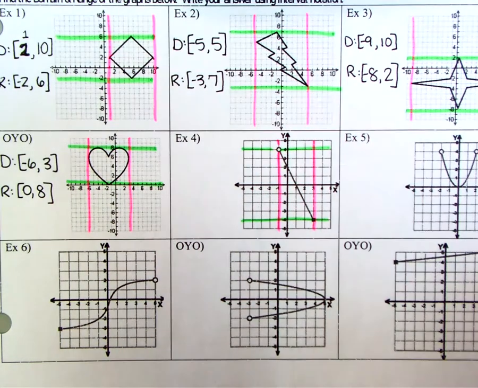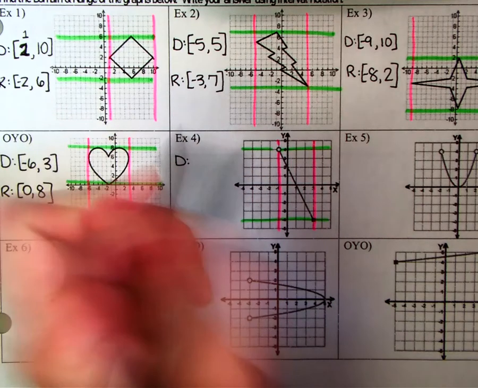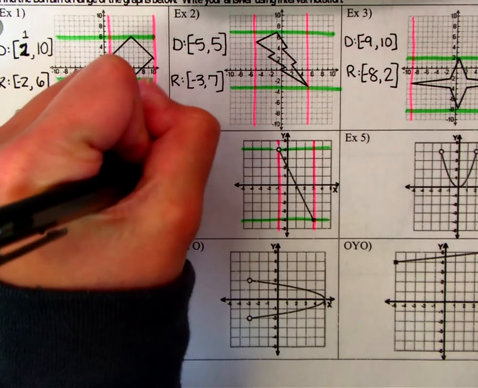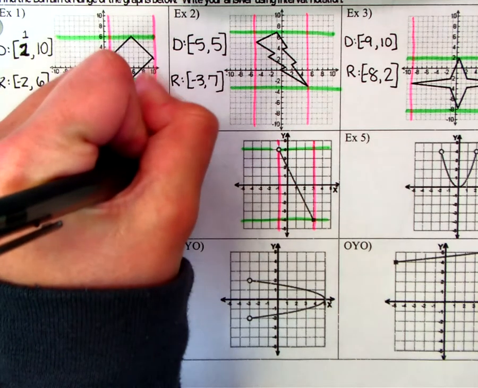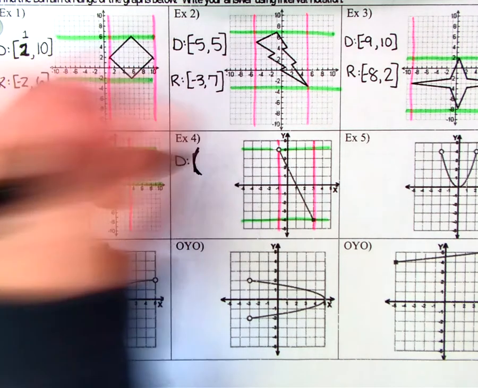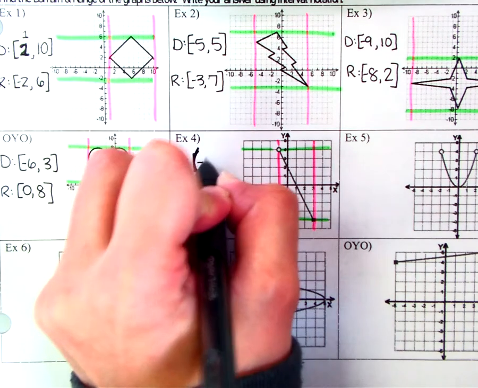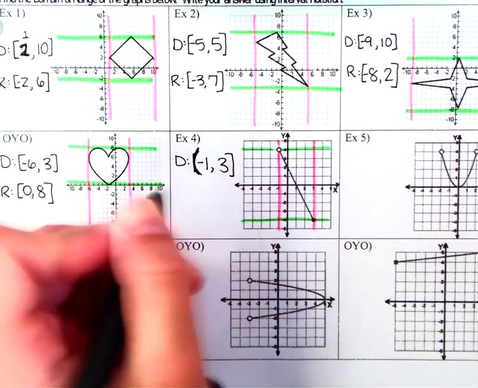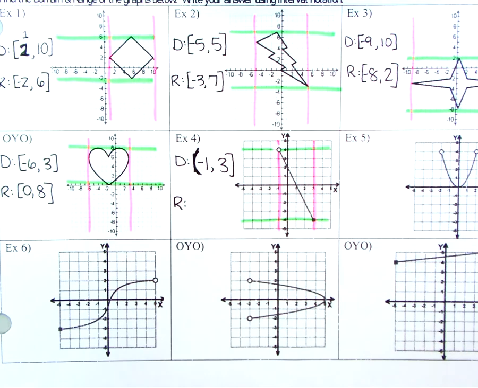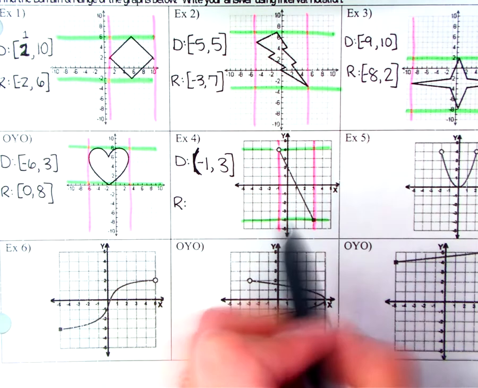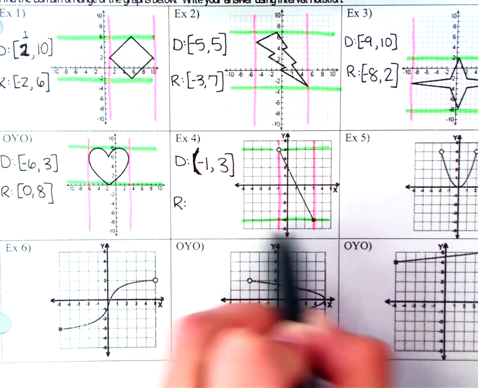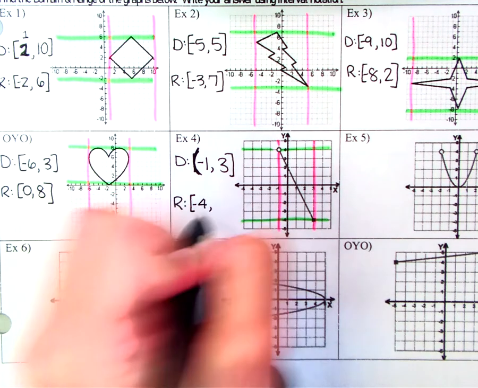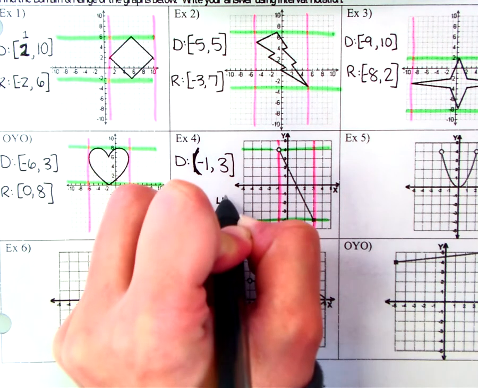And so my domain, my leftmost x value is a -1, and since that is an open circle, I use parentheses. We go from -1 to 3, and 3 is a closed circle, so we use brackets. And then my range, bottom to top, I want my smallest value first, so I go from -4 to +4.